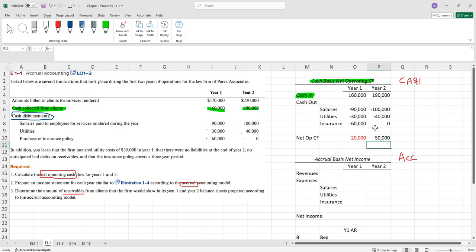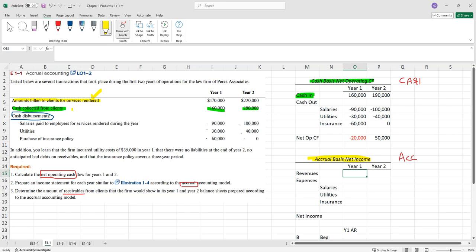Now we're going to rerun the analysis through the accrual basis. So we're going to have revenues and expenses, not cash in, cash out. And we're not going to have net operating cash flows. We're going to have net income. Let's just make this one yellow. We're going to look not necessarily to the cash we collected, but we're going to look at the amount we billed clients, because that reflects what we've actually earned.